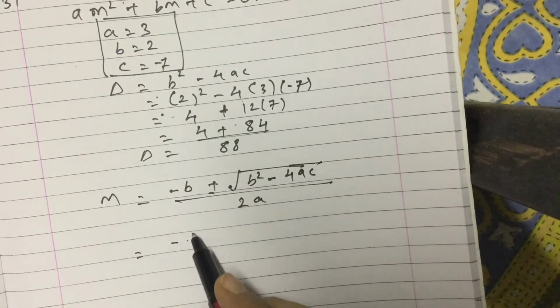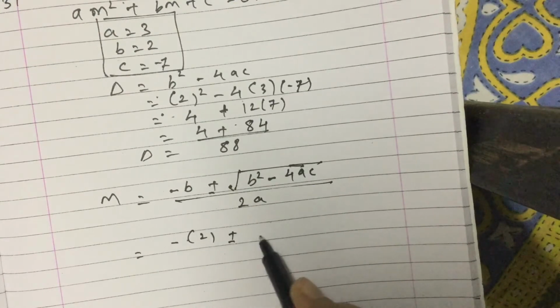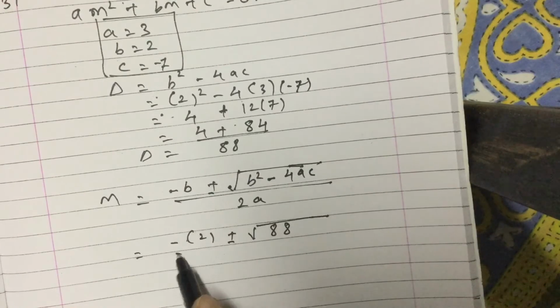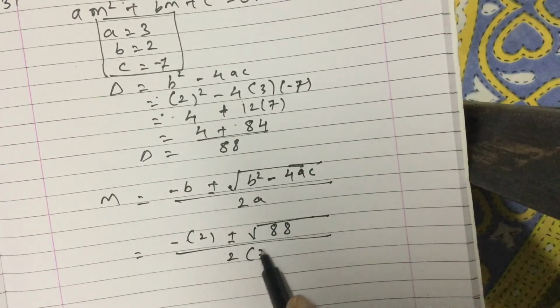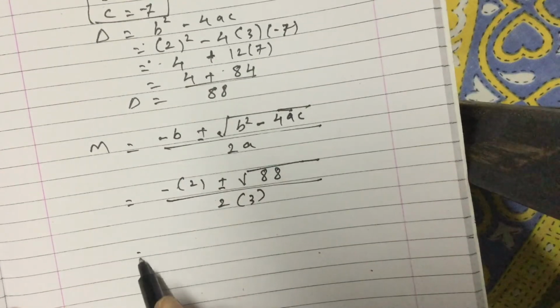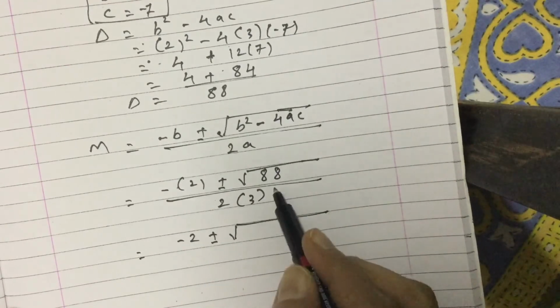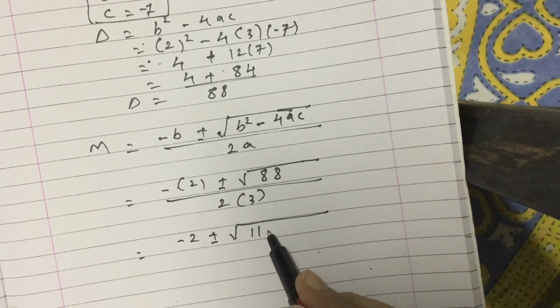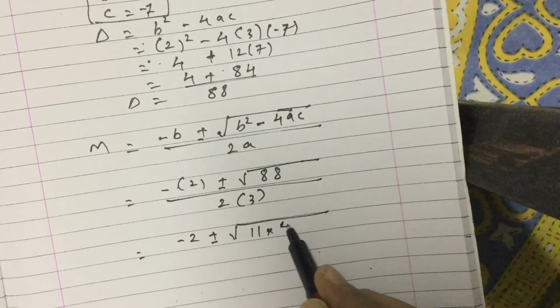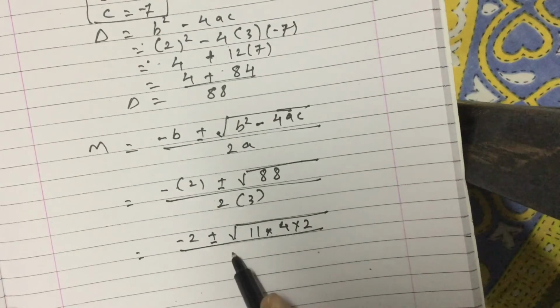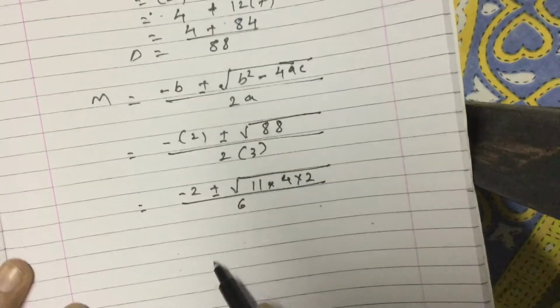See, minus b value is 2, plus minus under root b square minus 4ac, it's 88, and upon 2a value it's 3. So minus 2 will come, plus minus. If we simplify this, what will it become? 11 into 4, 2 times 8, 4 2s are 8, and 11 expansion done, 3 2s are 6 will be.